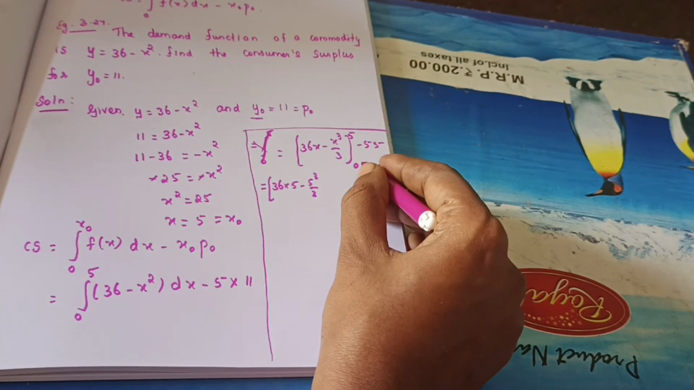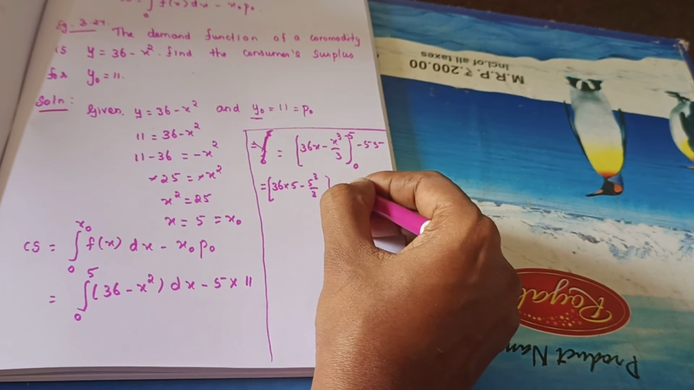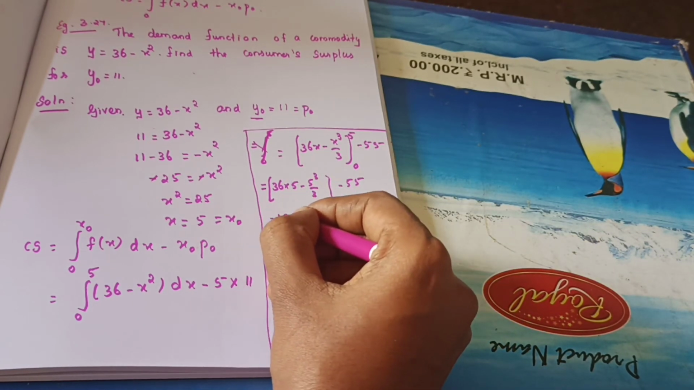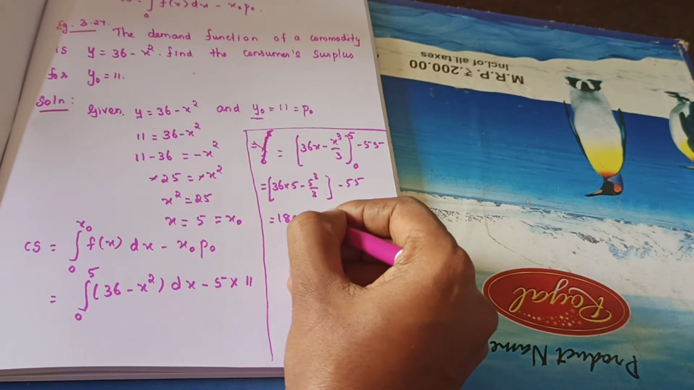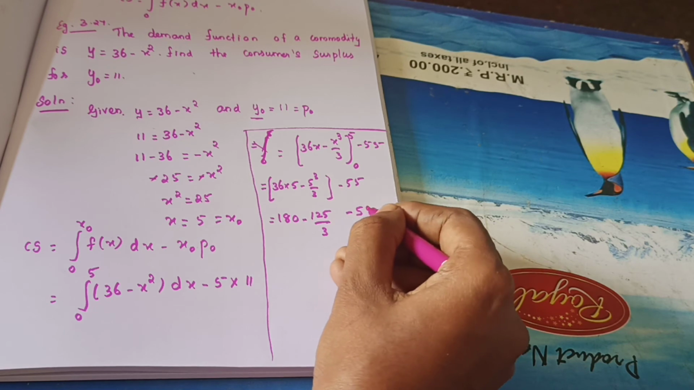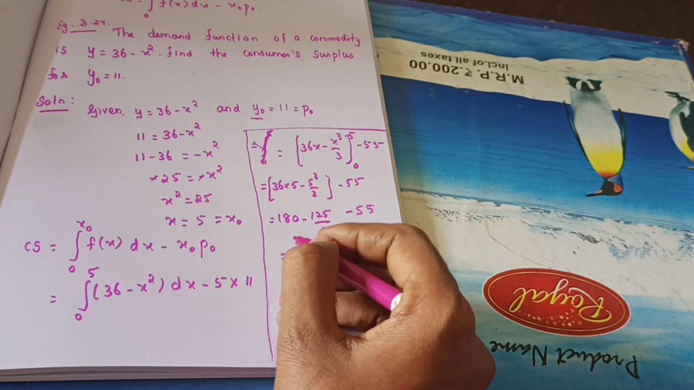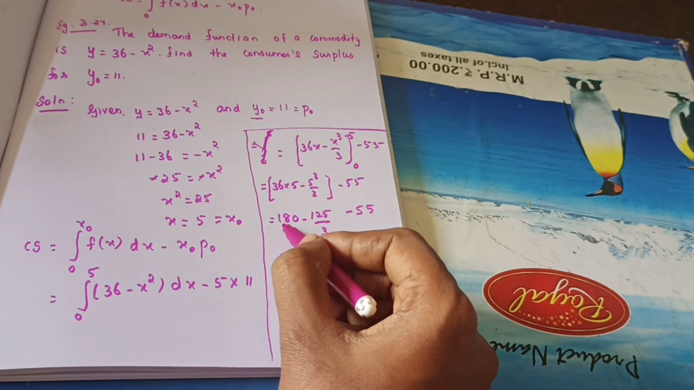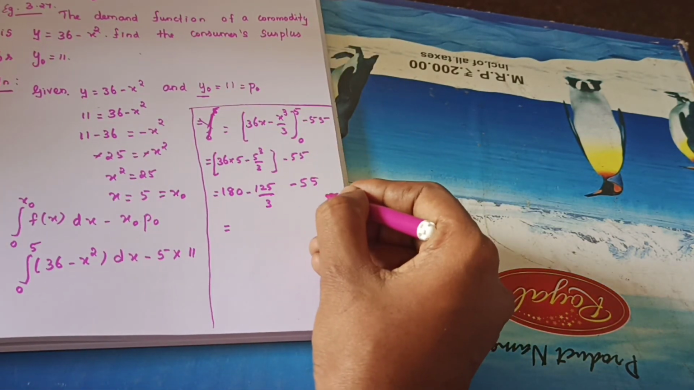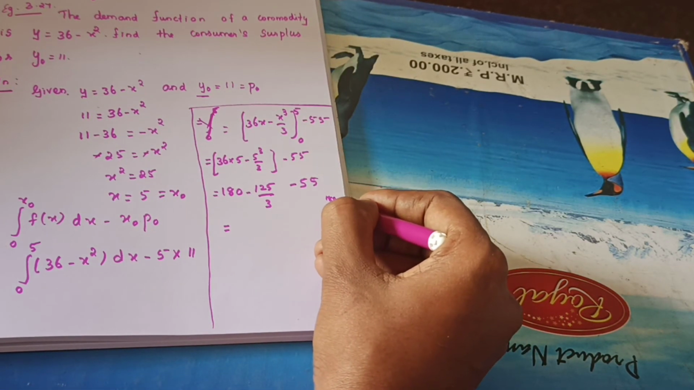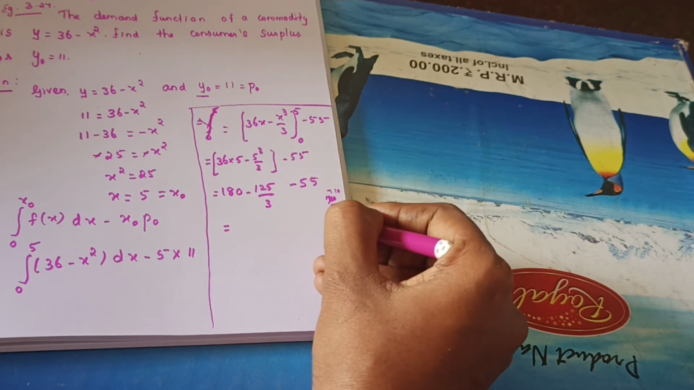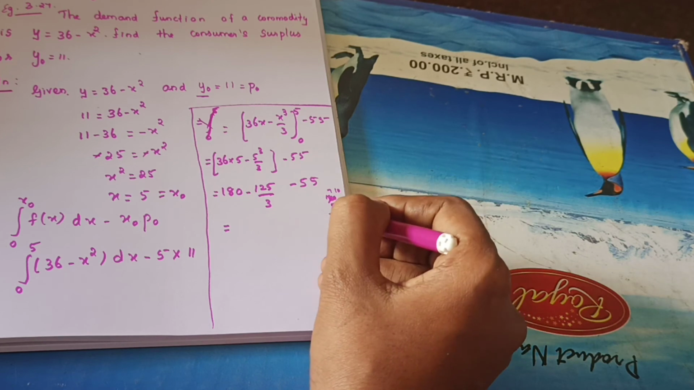Upper limit minus lower limit, the lower limit is 0, so no need. Minus 55. So 36 into 5 means 180, minus 5 cubed means 125 by 3, minus 55. So simplify everything. First you can simplify 180 minus 55, which is 125.